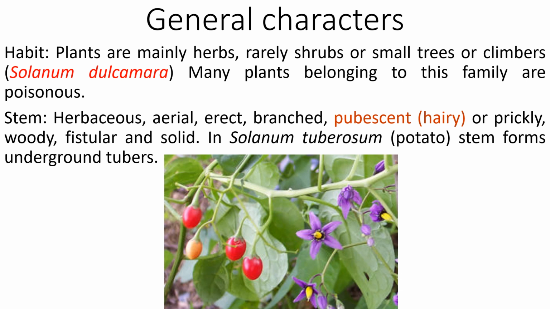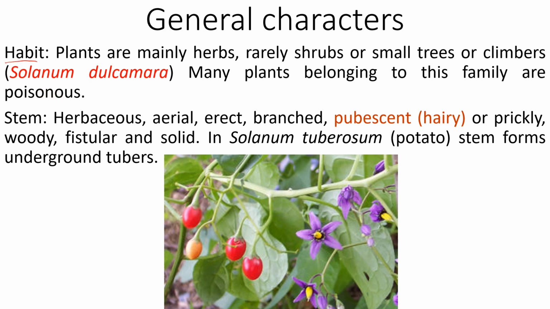Now let us understand the general characteristics of family Solanaceae, starting with habit. So plants are mainly herbs or rarely shrubs or even small trees or climbers, that is Solanum dulcamara. Many plants belonging to this family are poisonous.